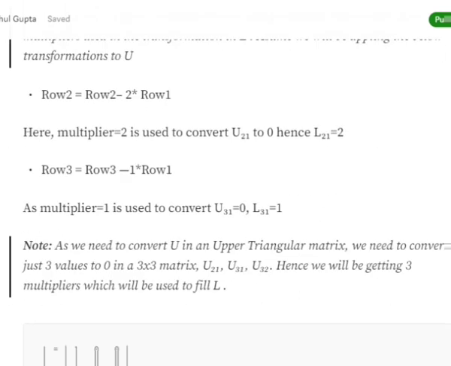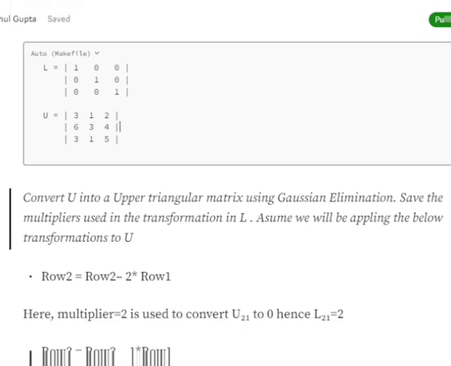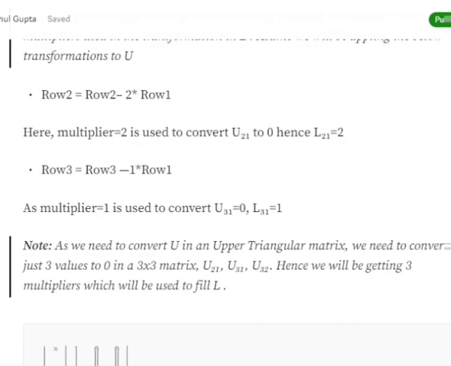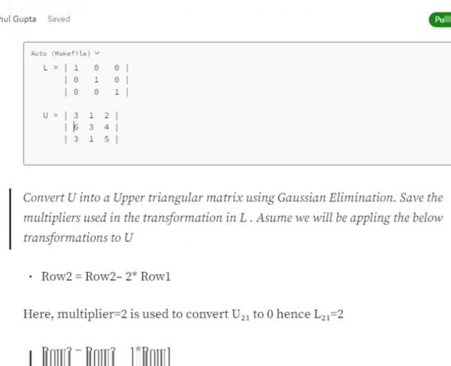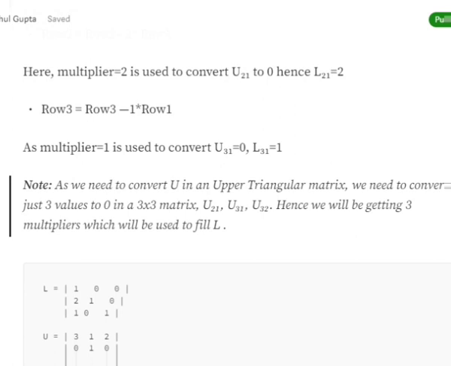Now similarly, row 3 equals row 3 minus 1 into row 1. As I told you, to convert U into an upper triangular matrix, we need to convert three values into 0. This one and this one. So by the first transformation, we have converted 6 into a 0. The second transformation will convert 3 into a 0. So it is nothing but row 3 minus row 1 because the values are the same. So the multiplier is 1. Now do remember that we are not just applying the transformation to a particular value but on the whole row. So this value becomes 0 but other values will also change, right? So the multiplier uses 1 to convert u31 to 0, hence L31 equals 1.